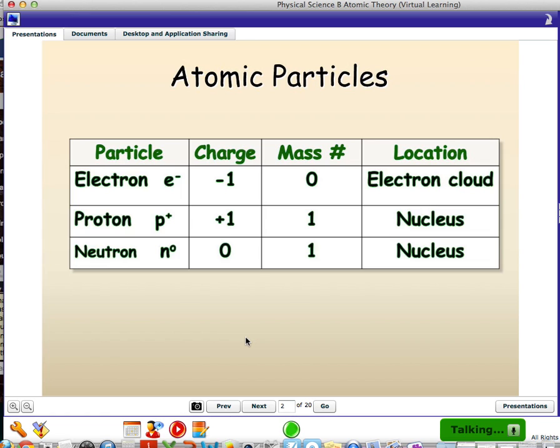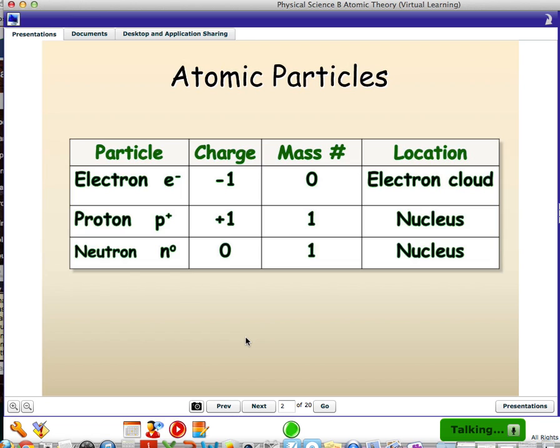Next, you have protons. Protons are a positively charged particle. They have a mass of 1, and they are located in the nucleus. And then neutrons. Neutrons do not have a charge. They're neutral, and they are also located in the nucleus, and they weigh about the same as a proton.